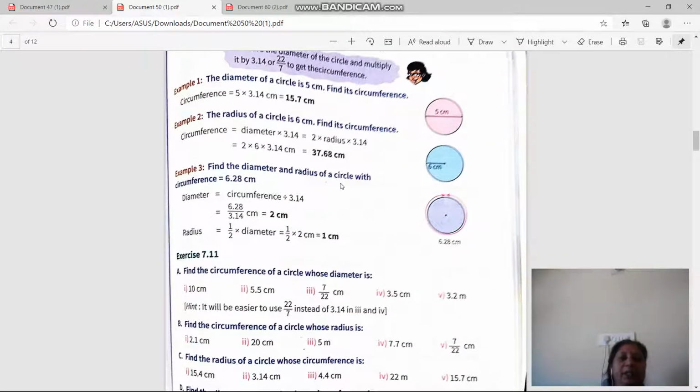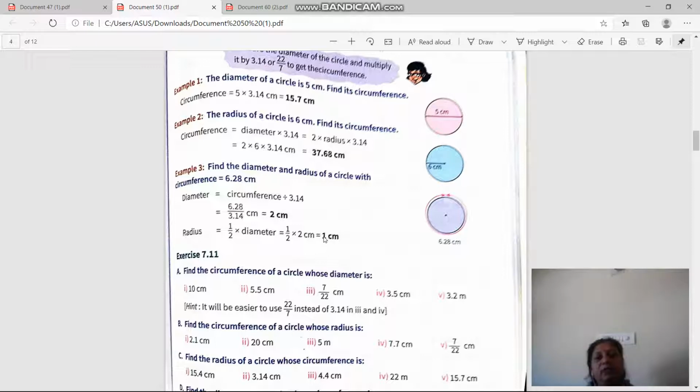Now next, third one. Find the diameter and radius of a circle with circumference 6.28 centimeter. So diameter is equal to circumference divided by 3.14. Okay. So 6.28 divided by 3.14, we get 2 centimeter. We have to find also, it's not 0.5 centimeter, it is 2 centimeter diameter. So now we have to find the radius also. So 1 upon 2, that means we have to divide by 2. 1 upon 2 multiplied by diameter is equal to 1 upon 2 multiplied by 2. So it is 1 centimeter.